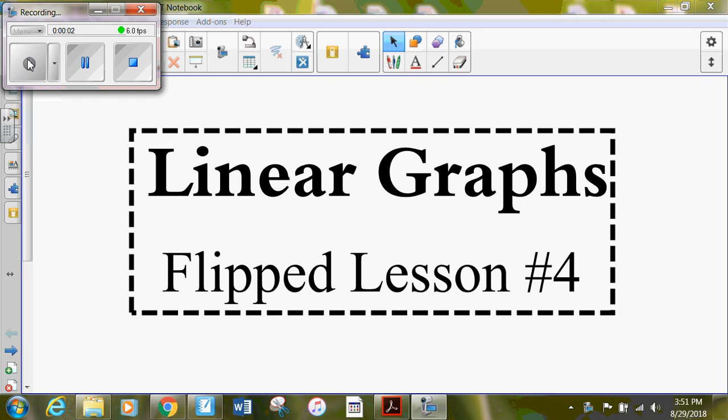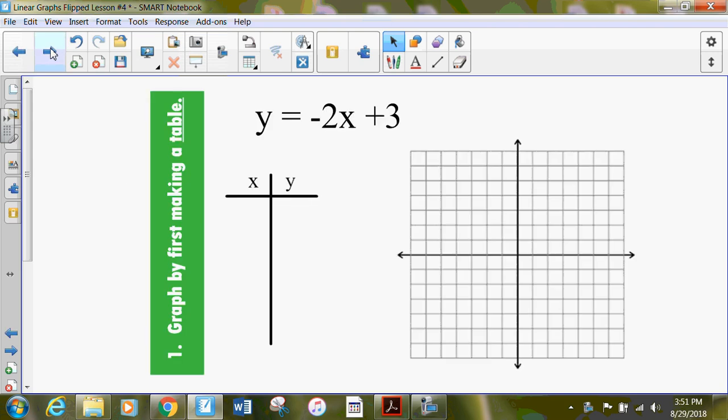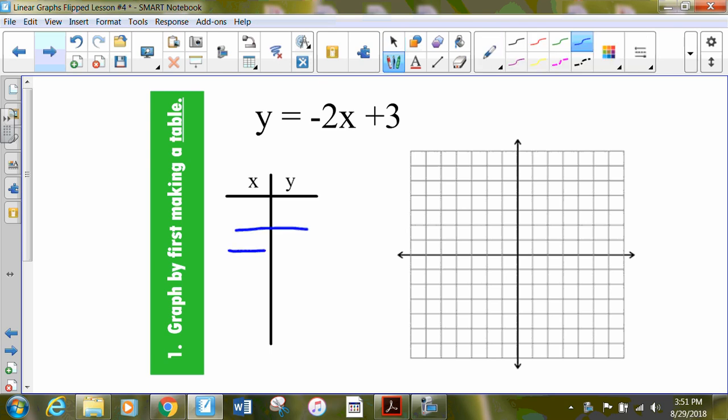Okay, here we go. Linear graphs, flip lesson number 4. So guess what? You've learned all the different ways to graph, and we're going to review those real quickly and then play a game at the end. We have graphed by making a table, and we're going to fly through this because it's just a review.